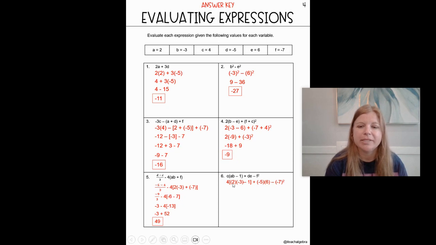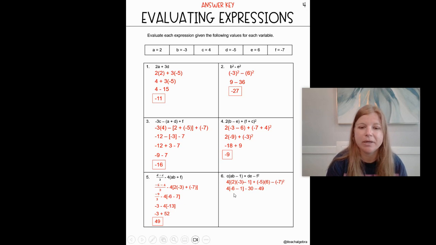I do. And so the first thing I would need to take care of is 2 times negative 3. So this part of the expression would become negative 6. I can also clean these two parts up at the same time. Negative 5 times 6 is negative 30. And then negative 7 squared, which means negative 7 times negative 7, would give me a positive 49. Now, because it says minus negative 7 squared, the negative 7 squared is 49, and then I have to make sure I'm subtracting that value.